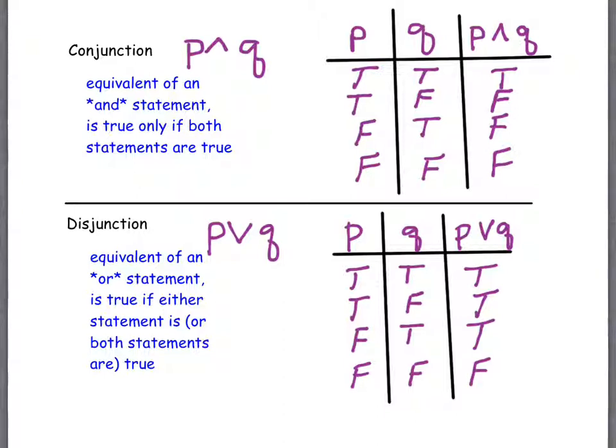So on a disjunction, most of the time the result's true. If either of the individual statements in the truth table are true, then the result's going to be true for an or statement. But if both of the initial individual statements in the compound statement are false, then you get a false result. Okay, is everybody good so far?